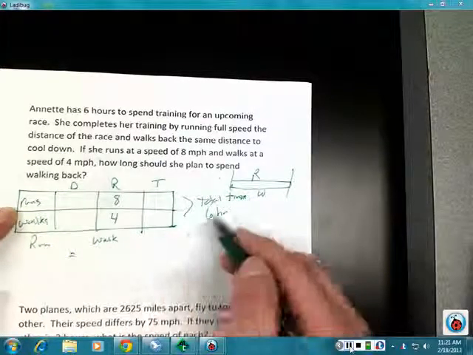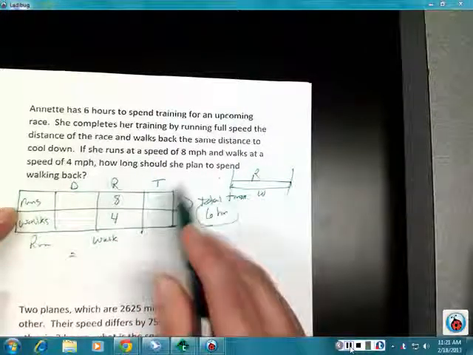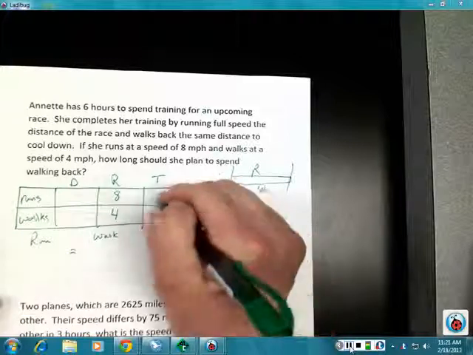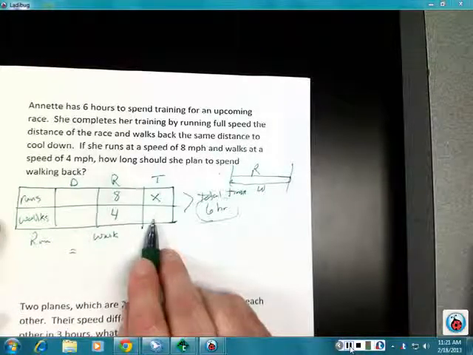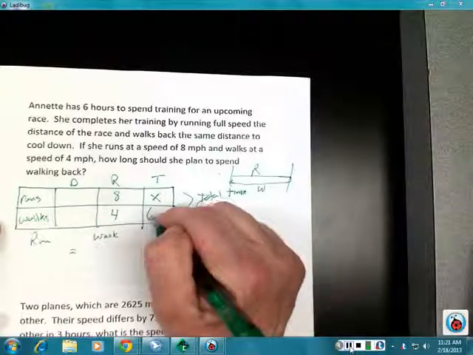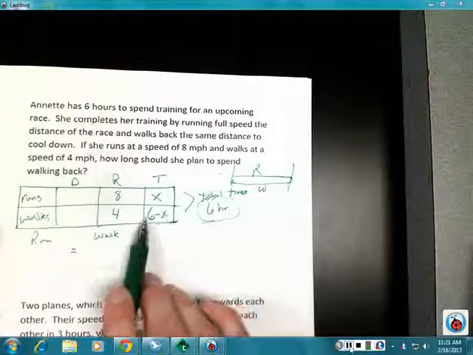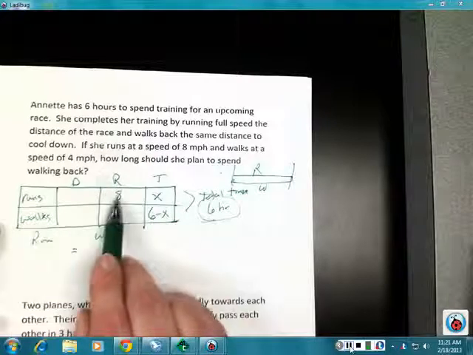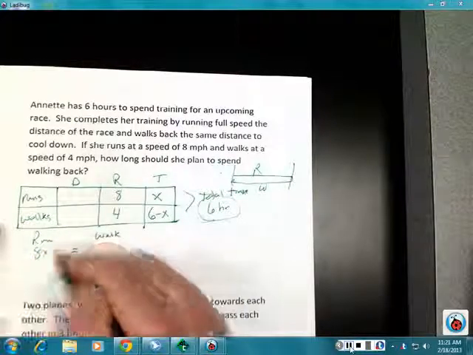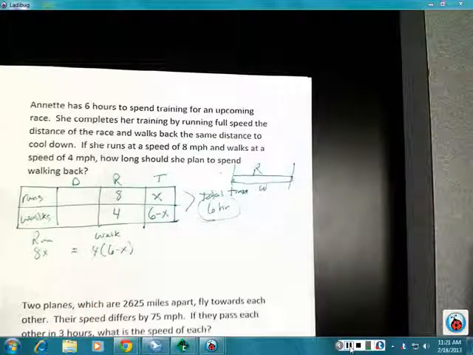The total is 6 hours. Keep in mind when they say total, that needs to be broken apart between the two. If she goes X amount of time here, how much is the other one? 6 minus X. Because if she spent 2 hours here, she'd take 4 hours to walk back. So what are my two pieces? Running is 8X, and walking is 4 times 6 minus X.